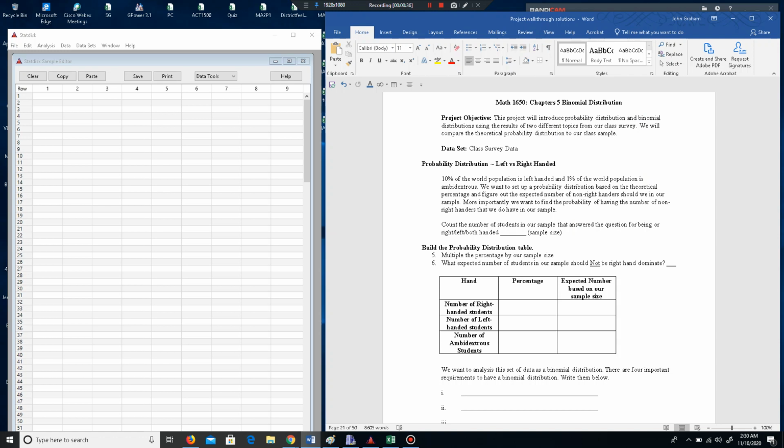So for the first one, we're going to look at left versus right-handed. 10% of the world is left-handed. 1% of the population is ambidextrous. We want to set up a probability distribution based on the theoretical percentages and figure out the expected number of non-right-handers we are going to have in our sample. The first thing we have to do is look at how many we have in our sample.